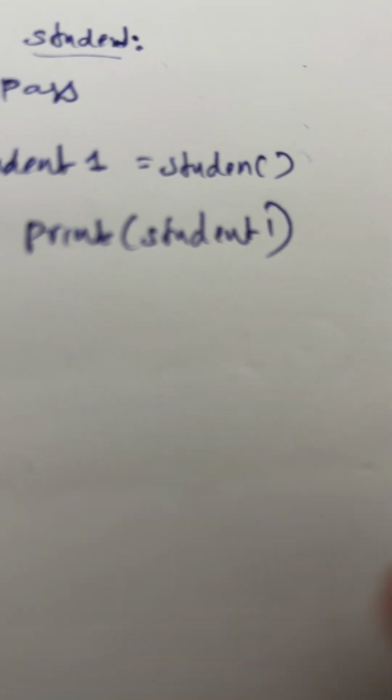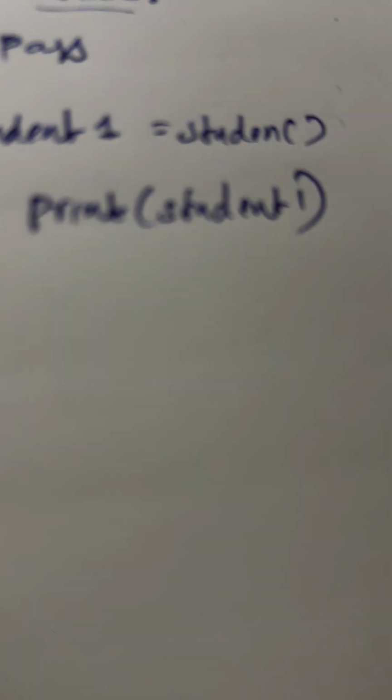Now we are going to create an object. For that we write student1 = Student(), then print student1. Student1 = Student() creates an object of the Student class. So here we created student1, an object of the class. Think of it like class equals Student and object equals student1.